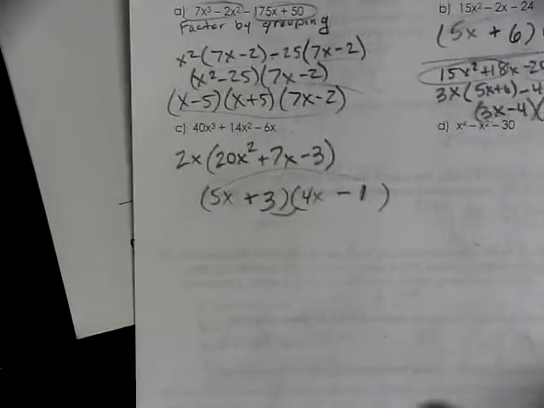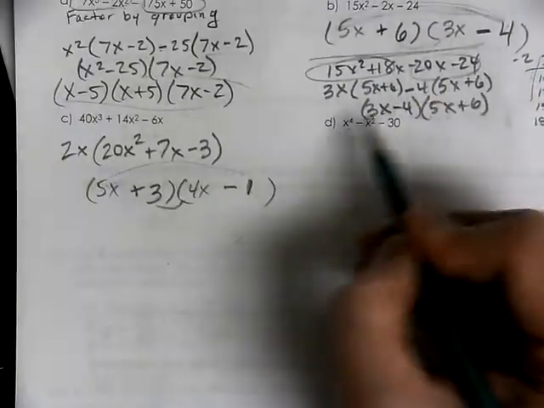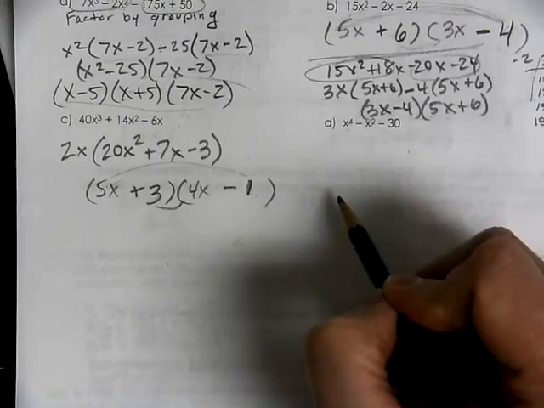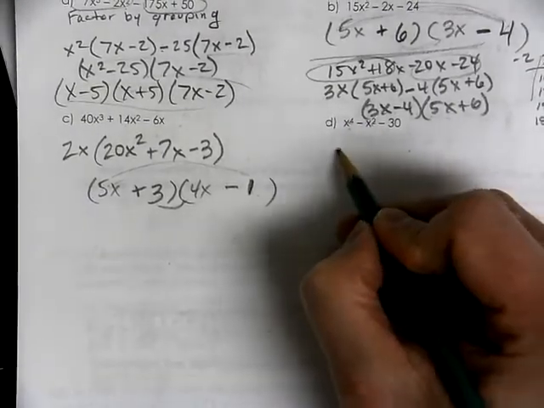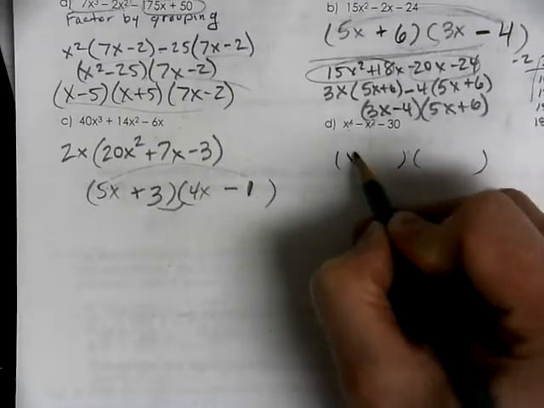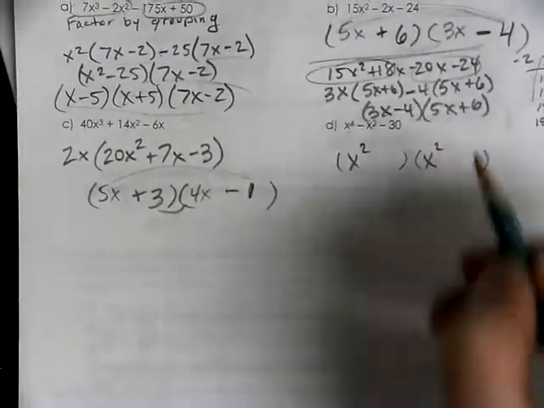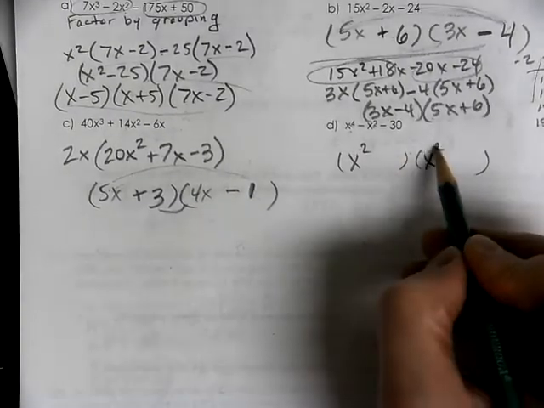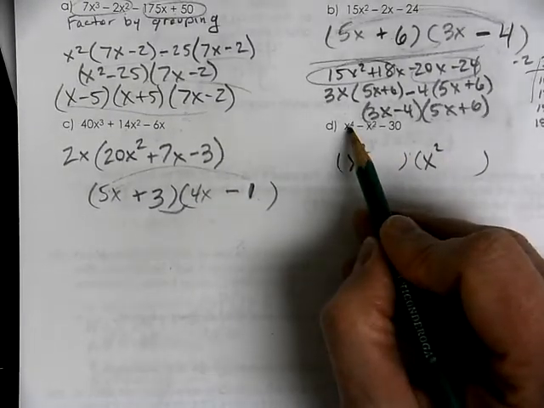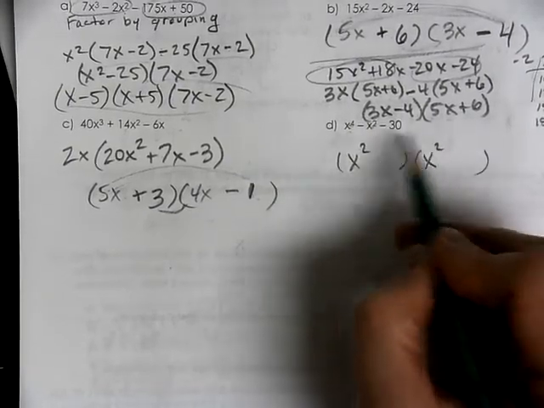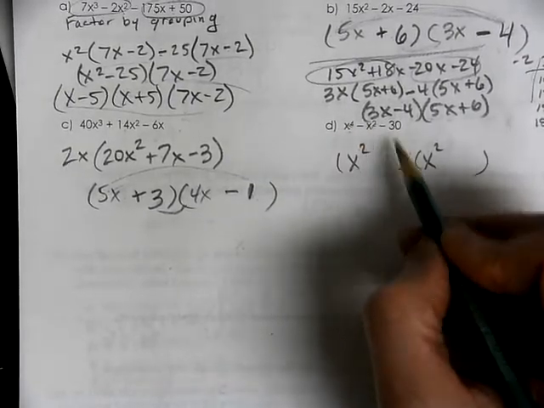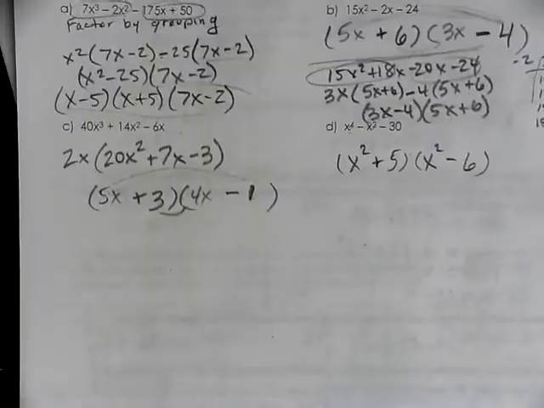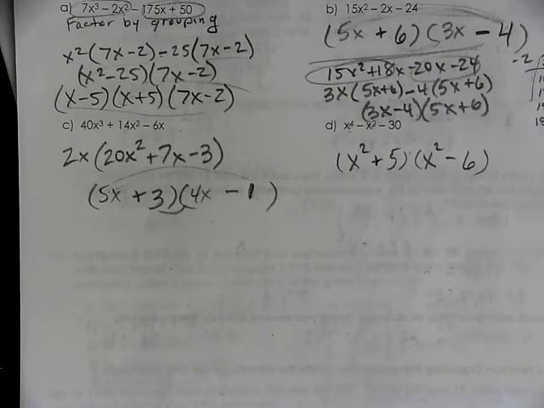Here we have the fourth power, but this is still a quadratic because that b term is squared. It's half of the 4. So we're going to treat this just like a normal quadratic, but we're going to use x squareds because they add together to be the 4. When you multiply their bases, you add the exponents. So this is going to be 5 and 6, a negative and a positive. Nothing else to factor there. Good luck, everybody.